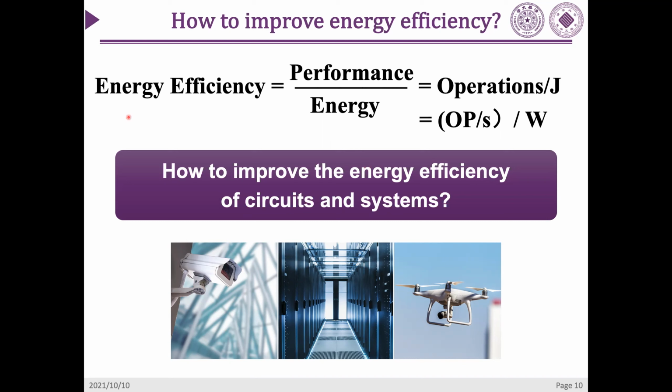So that we need the definition of energy efficiency. Now we can see that that is the performance per energy. That is operations per joule or operation per second per watt. So this is the definition of the energy efficiency. And we need to improve the energy efficiency, especially for the camera applications or the data center applications or the robotics applications. They use a lot of intelligence with the deep learning.